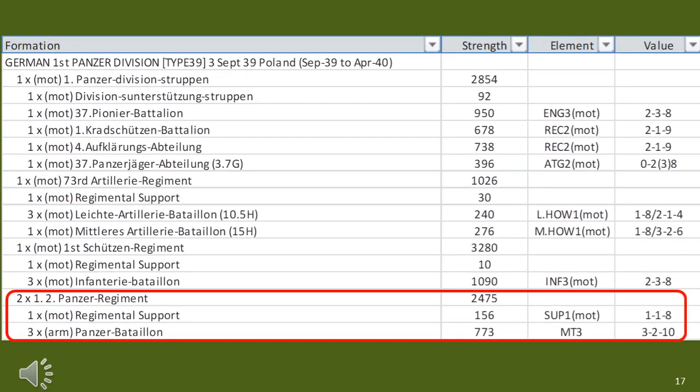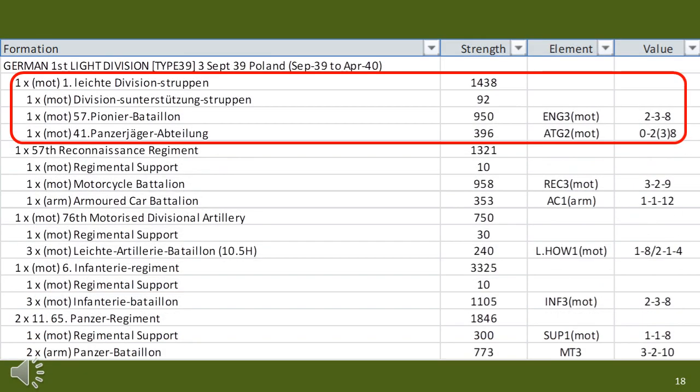Finally, we come to the sexy part of the division. Each of the 2 Panzer regiments consisted of 3 Panzer battalions each. The Panzer Division was not the only Panzer division in the German army. The other armoured division in the German army, in 1939 at least, were the Light Division, which did vary a great deal. In this case, I'll be looking at the 1st Light Division.